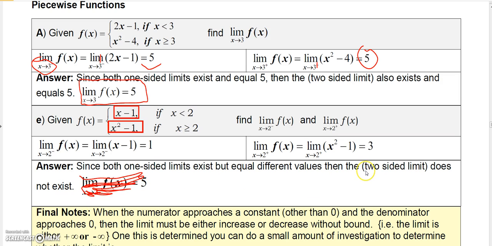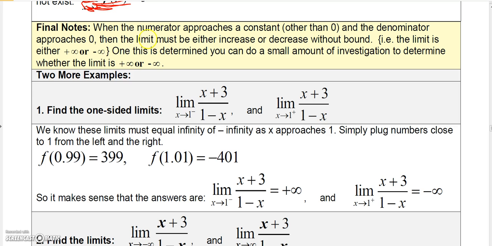So anyway, the limit itself does not exist. The limit of this function as x approaches 2 does not exist. Now, I'm just going to wrap this up with a little bit of common sense. When the numerator approaches a constant other than 0 and the denominator approaches 0, then the limit must be either increasing or decreasing without bound. In other words, the limit is either infinity or negative infinity. Once this is determined, you can do a small amount of investigation to determine whether the limit is plus infinity or minus infinity.